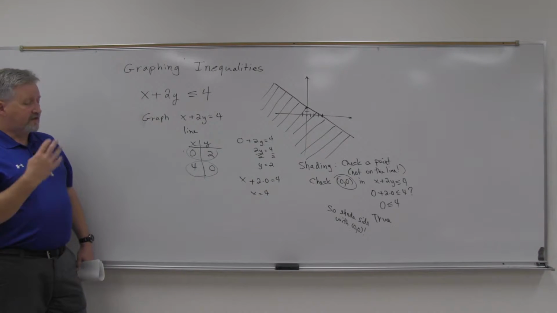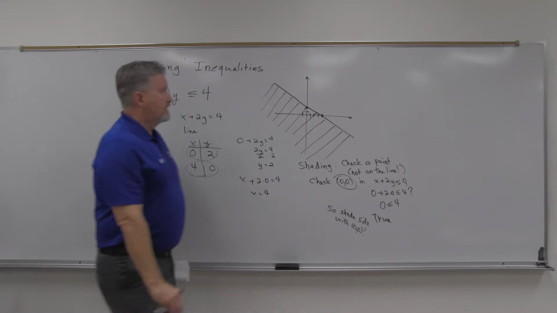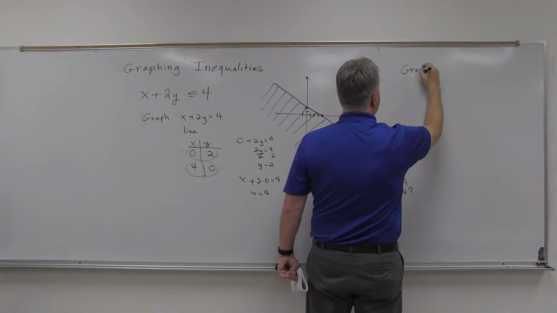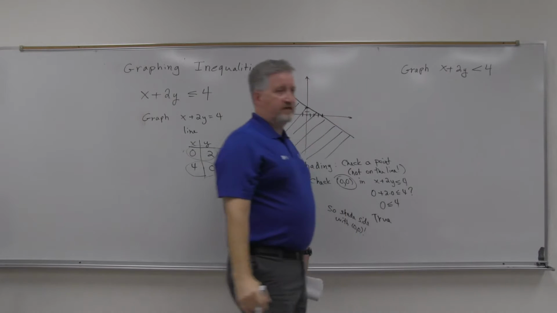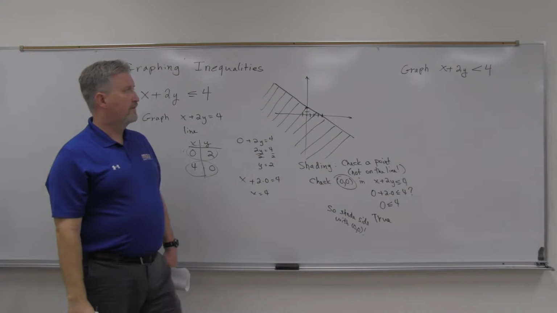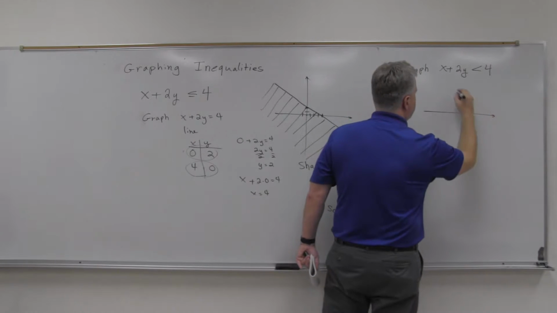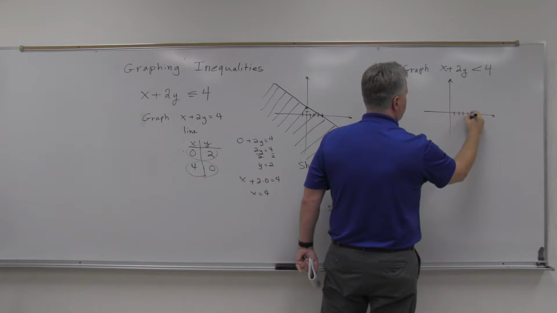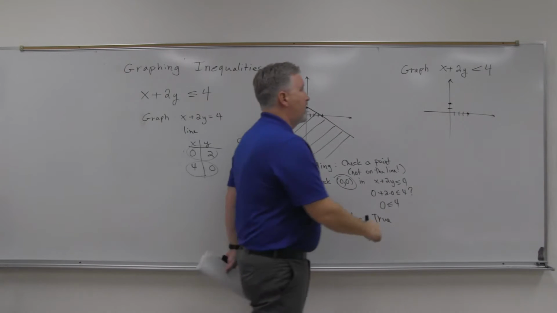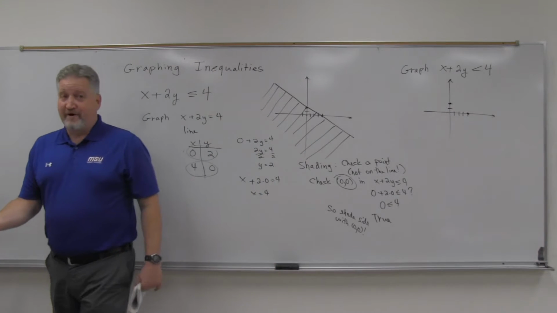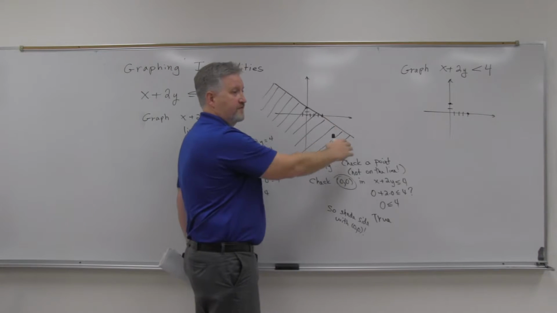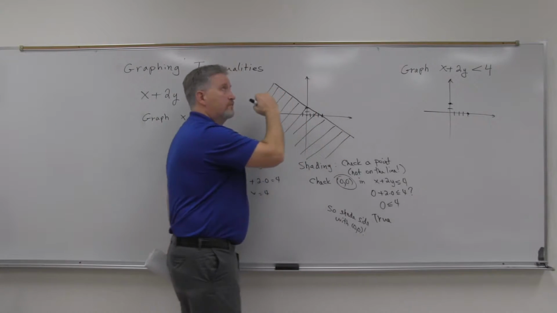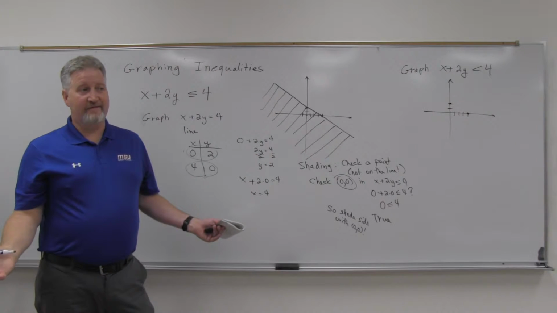Okay. Now, a couple other quick little notes here. If I said graph x plus 2y is less than 4, without the equal to part there, it's the same line we're talking about, same x and y intercepts, or same 2 points I got. However, the equal to part is not a part of that inequality. And so the equal to part of this graph over here was the line itself. And so, technically speaking, the line itself is not a part of this graph.